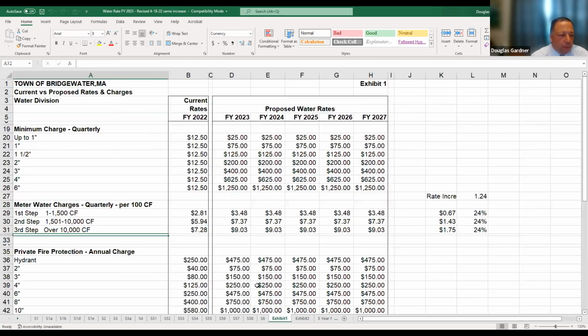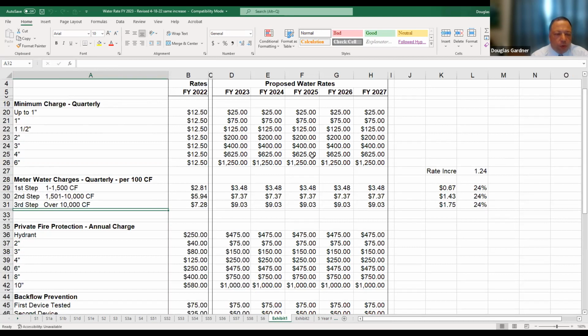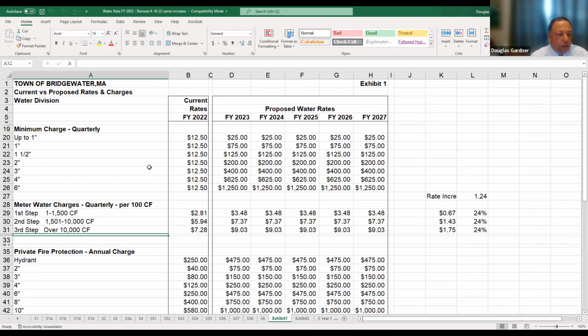So what does all that mean to the rates? Presently, you have a 1-step minimum charge for all customers, regardless of the size of their meter. Their quarterly charge is $12.50. What we're recommending is that the charge beginning in fiscal 23 increase from $12.50 to $25 per quarter. So we're doubling it.